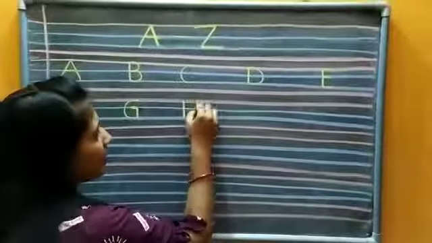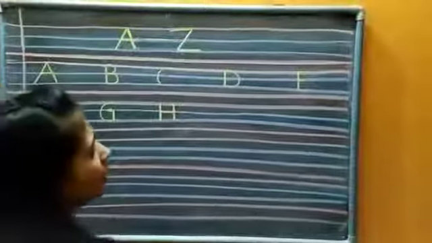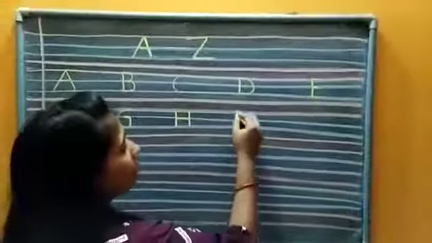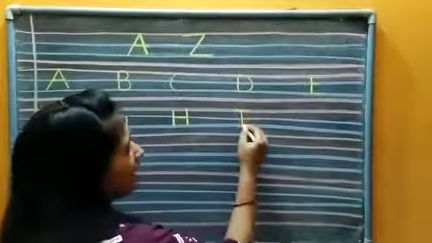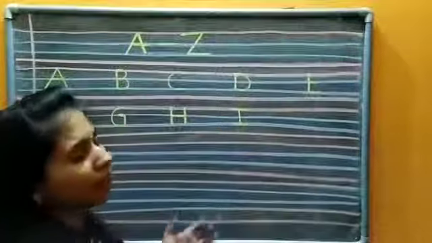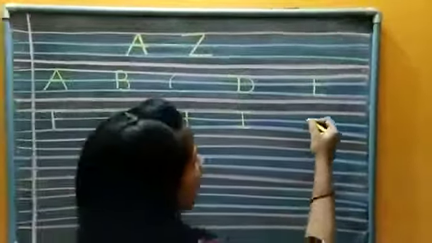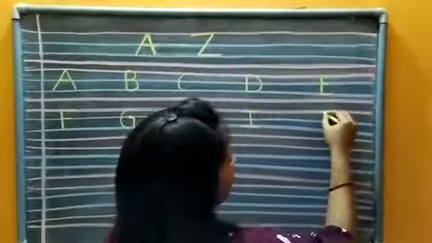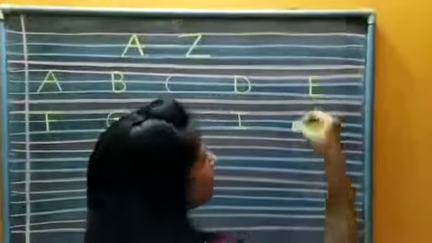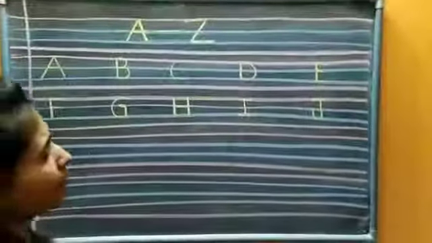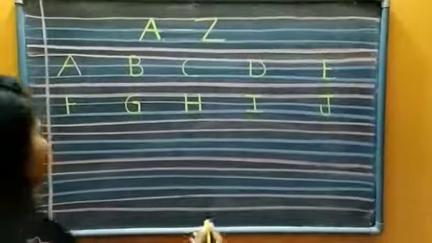Now we have to write H. 2 standing line and 1 sleeping line. Our H is complete. Now it is turn to write I with 1 sleeping line, 1 standing line and another sleeping line. Our I is complete. Then the turn to write J. 1 sleeping line, 1 standing line which curve and join this blue line. It is J. Okay.